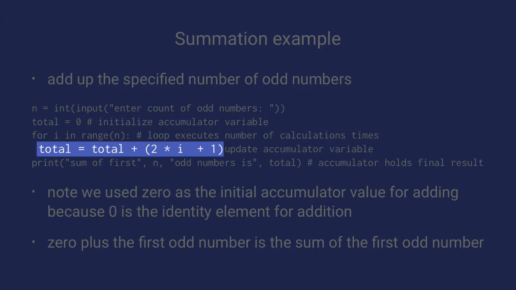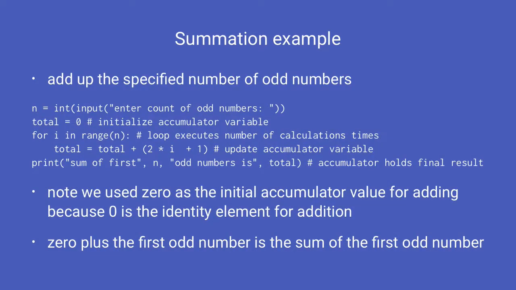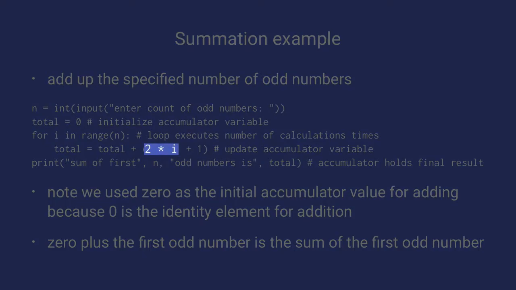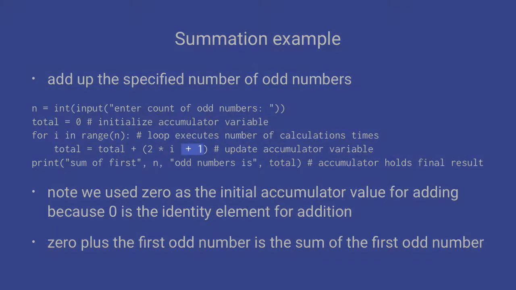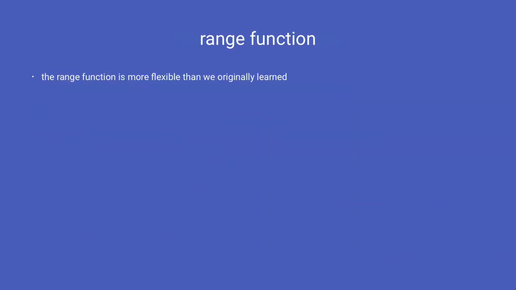Since i will be 0 the first time through the loop, we use 2 times i plus 1, which is 1. The next time through the loop, i will be 1, and 2 times i plus 1 will be 3, which is the next number we want to add. You can see that this expression will go up by 2 each time since we're multiplying i by 2, and to make certain we have 1 the first time, we need to add 1.